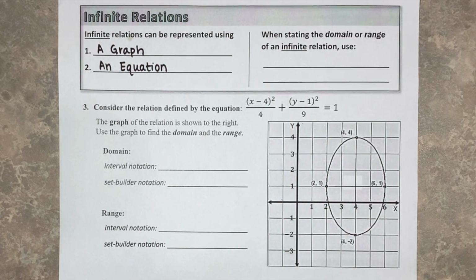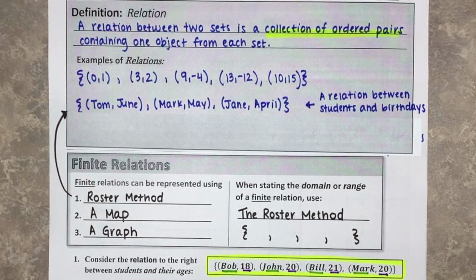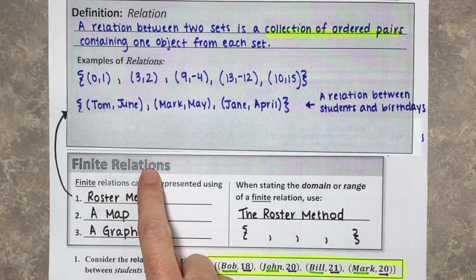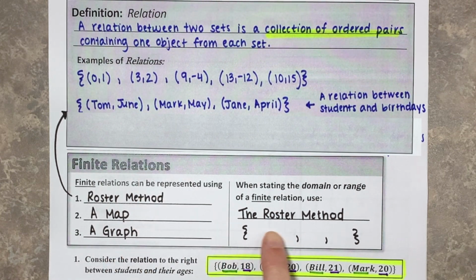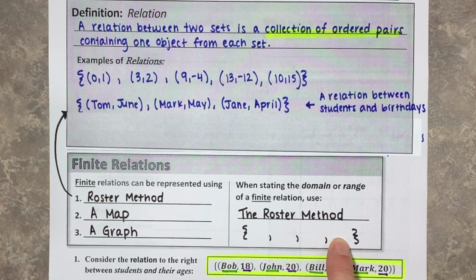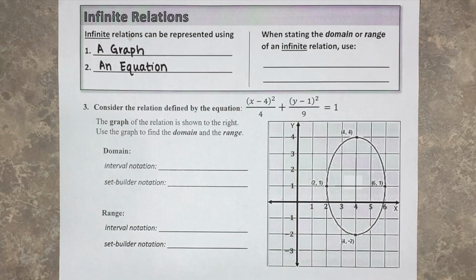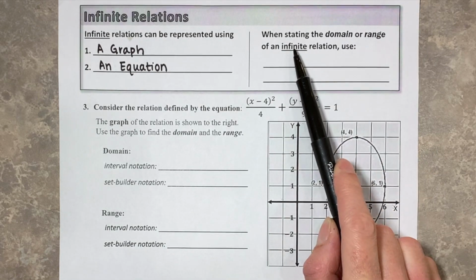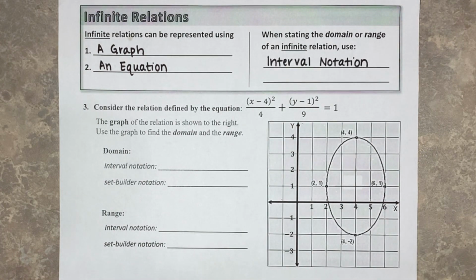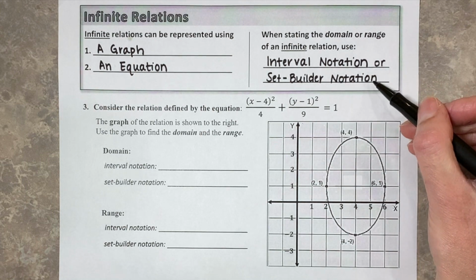Now, how do we describe the domain and the range of an infinite relation? Let's look back for a minute. With finite relations, we described the domain and the range using the roster method. But this will not work with infinite relations because you could never list infinitely many x values for your domain, and you could never list infinitely many y values for your range. So when describing the domain or the range of an infinite relation, we can use interval notation or set builder notation. We'll look at both of these next.